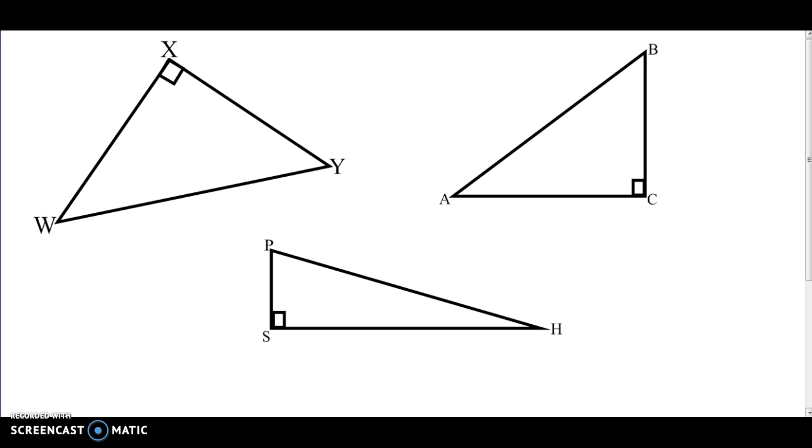Okay, so I'm giving you these three triangles. Answer the questions on the right side. I hope that was easy.